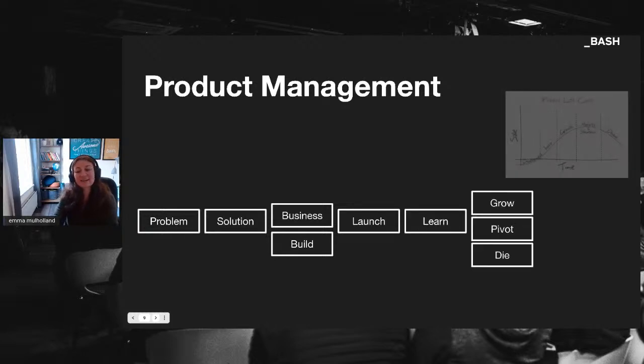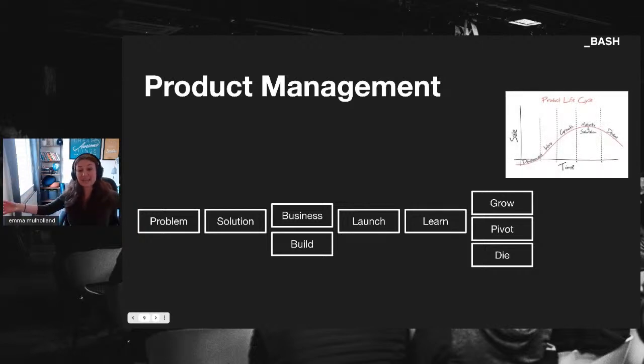And then critically, you're going into a whole phase of what happens next. So either your product grows and it just follows a standard product life cycle, which for a digital product is the same as a physical product life cycle. You will grow, mature, and eventually die like all the rest of us.